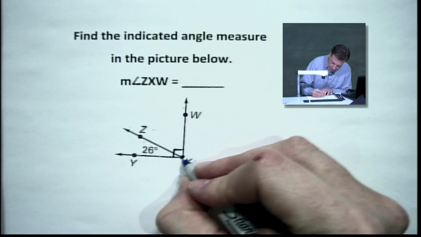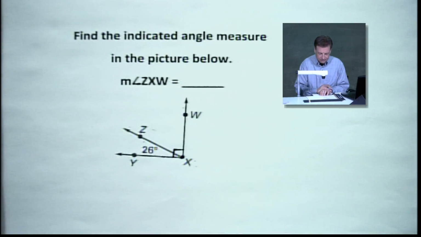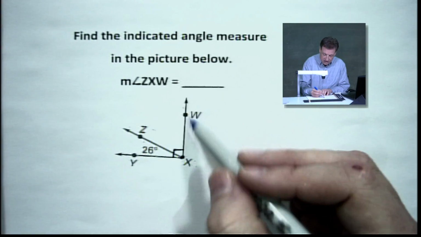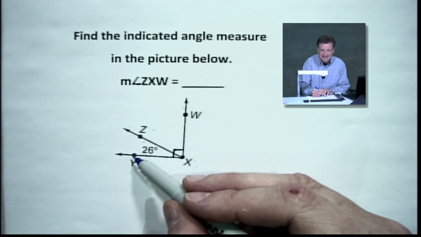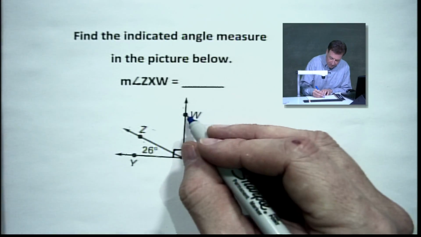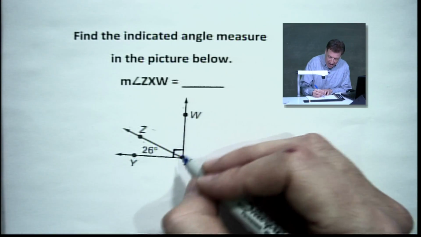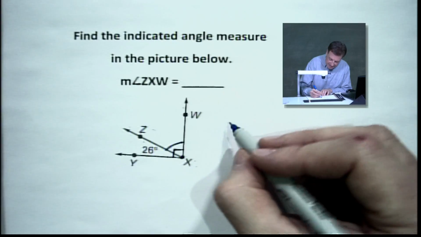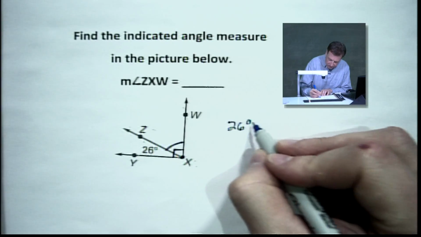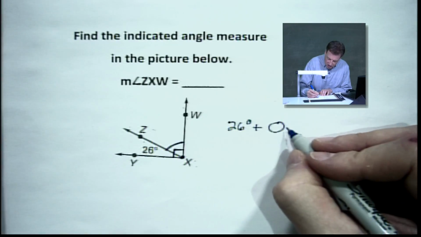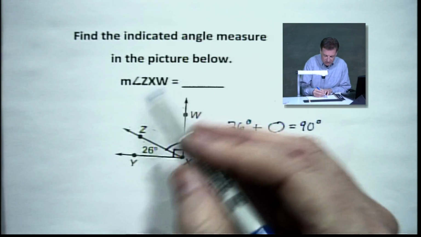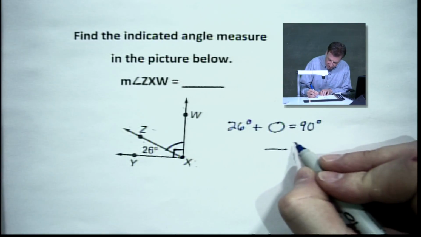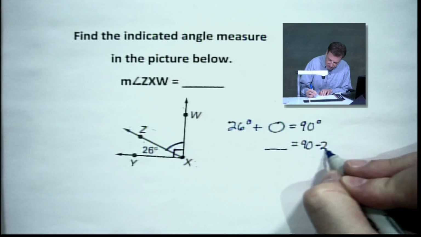Now, X is our vertex, and according to this, I've got 26. Now, I know that if I look for WXY, it's a right angle. I know that's 90. I'm curious about what WXZ is. What is this little guy right there? Now, according to this, it looks like we're going to have 26 degrees plus something will equal 90, because that's what the big degree is, all right? So guess what? This is all about subtracting. Our little blank here, I'm going to put a blank here, is equal to 90 minus 26 degrees.